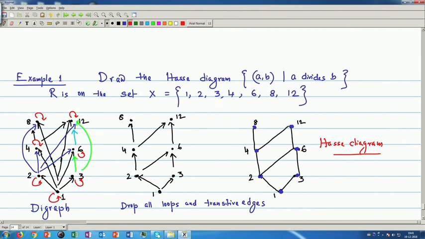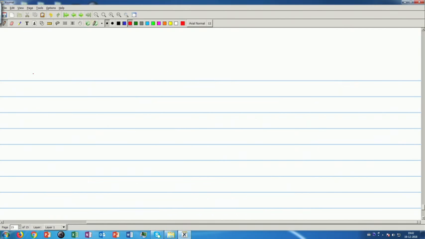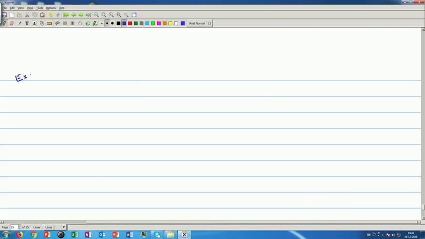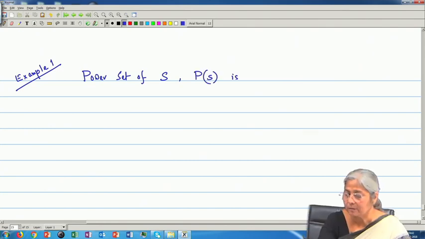Now, in the last lecture we have seen that our power set of S is a poset.